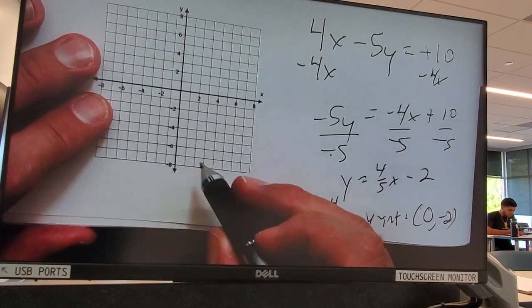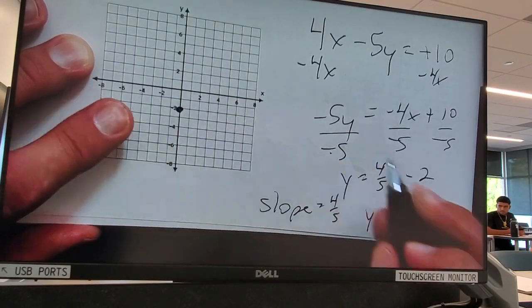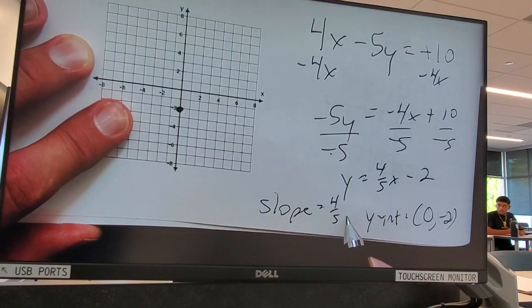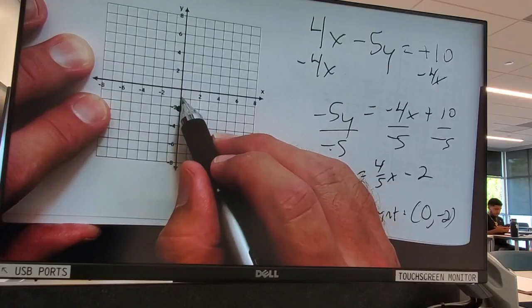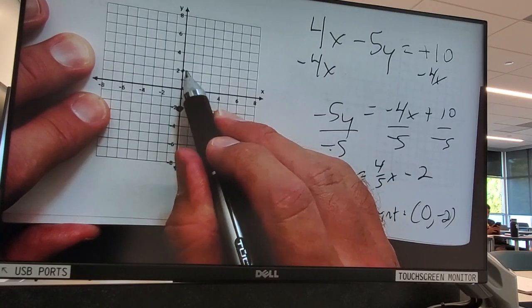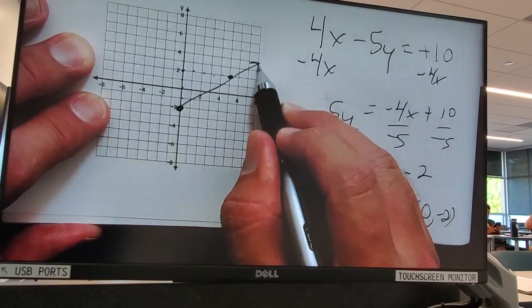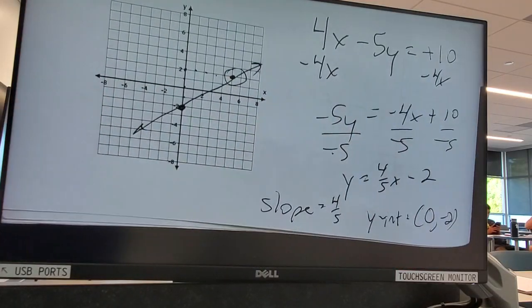So let's see, y-intercept 0, -2, so I know where I'm starting, and then I go from there how? Up 4, 1, 2, 3, 4, over 5, 1, 2, 3, 4, 5. Shaboom. What point is this?